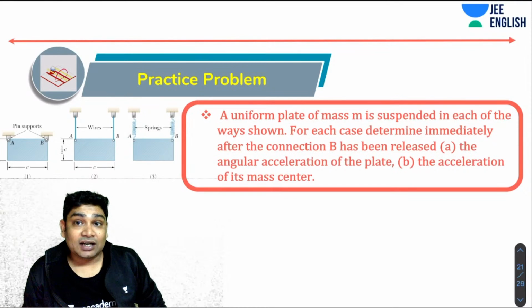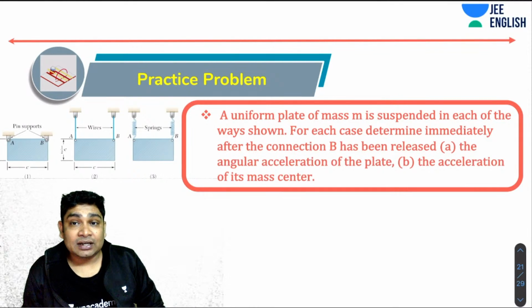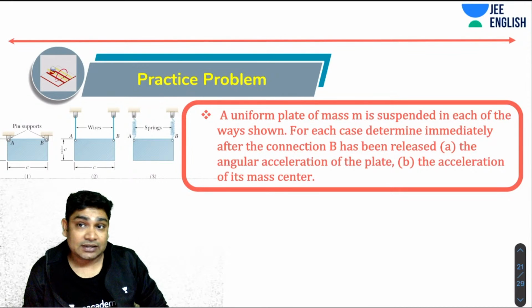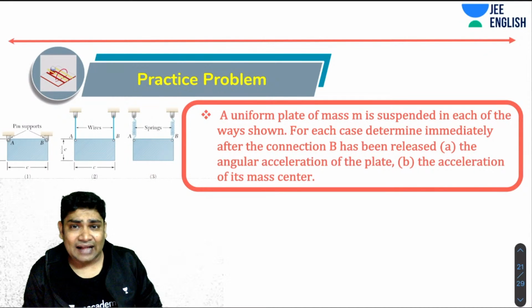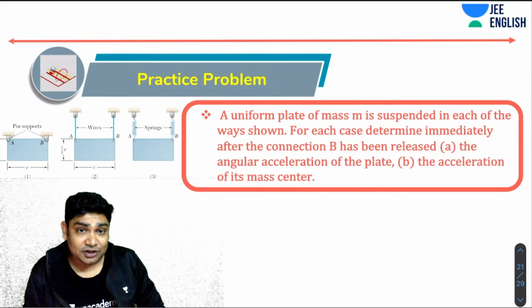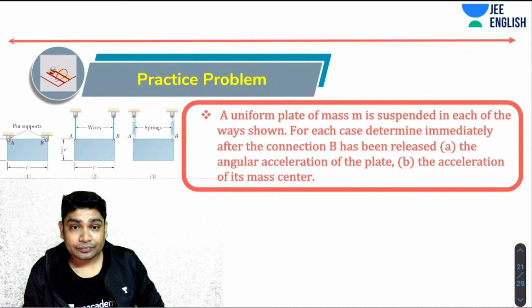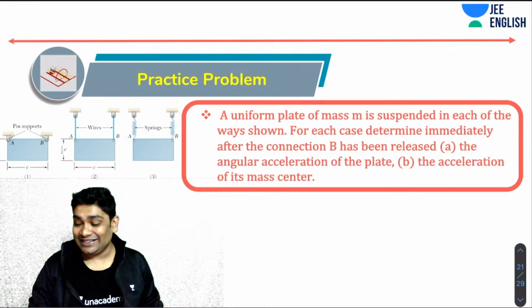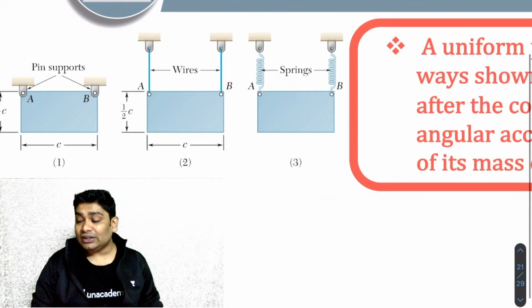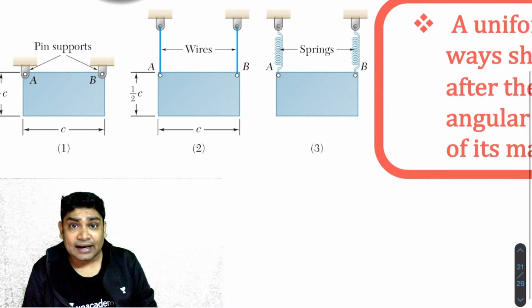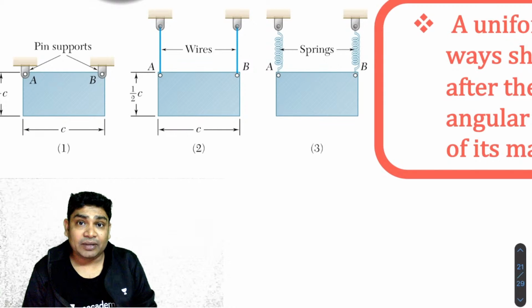For each case, determine immediately after the connection B has been released the angular acceleration of the plate and the acceleration of its center of mass. Okay. Let's see. So you have been shown three situations. In three situations, identical rectangular plates have been hung.